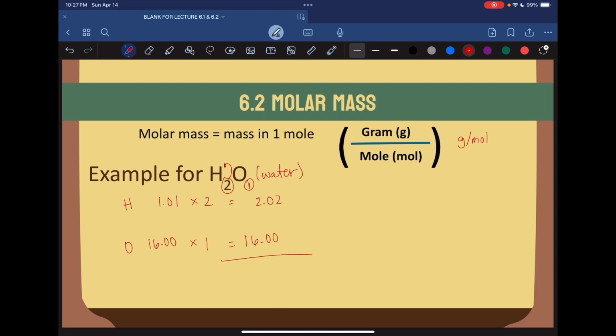And then I'm going to actually add these numbers together. So it's 18.02 grams per mole. This right here is the molar mass of water. Molar mass. Hooray. Super nice, super easy. That's saying for every 1 mole of water, it's 18.02 grams.